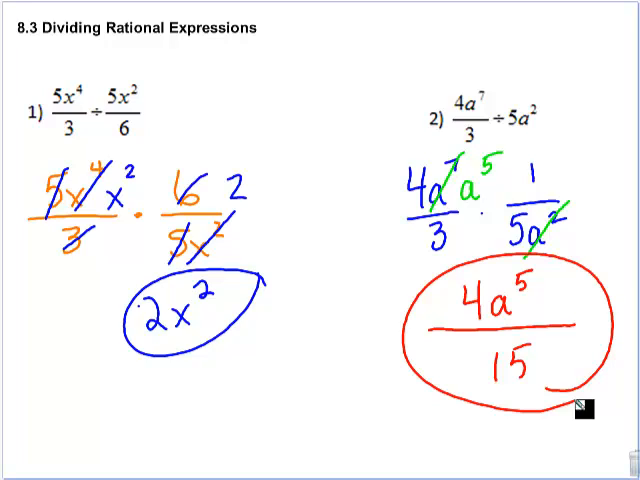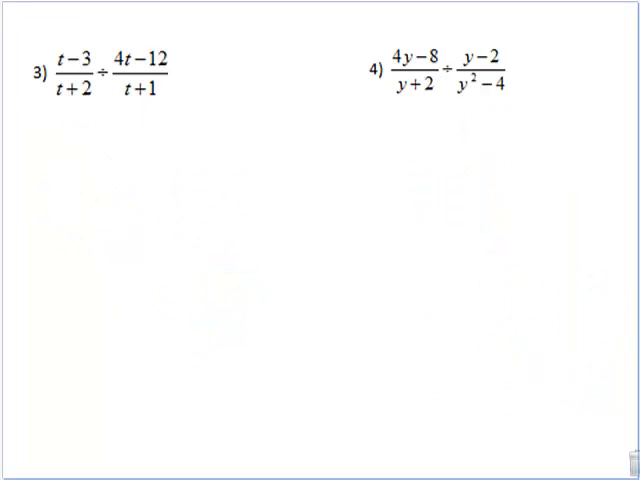All right, we'll get into some now that actually require us to have some expressions with addition and subtraction. For the most part, these ones on your 8-1 worksheet that I was grading were fine. Here's the ones that were like this, that were not done correctly. So number 3, t minus 3 over t plus 2 divided by 4t minus 12 over t plus 1. In order to solve this, we need to rewrite it so that it's a multiplication problem, and at the same time, we're going to factor anything that we can factor. Okay?